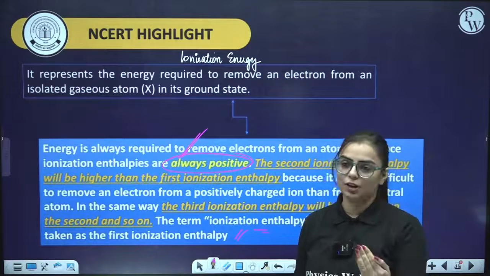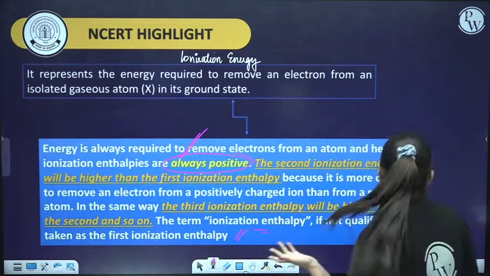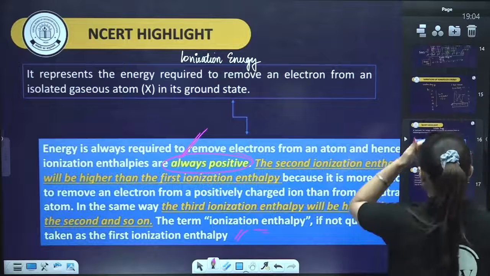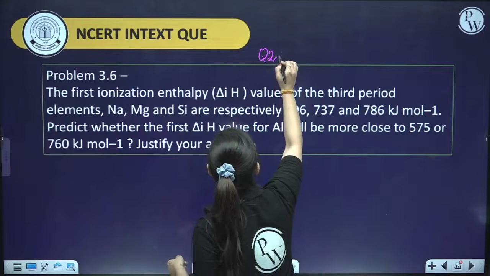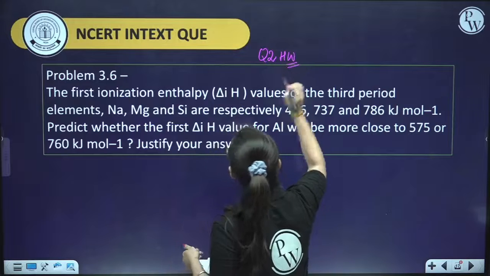Second means second being removed. Third means third being removed. So, this is the way how it works, right? Now, there is one more question as a homework. This is your question number 2 as a homework, which is your NCERT in-text question.